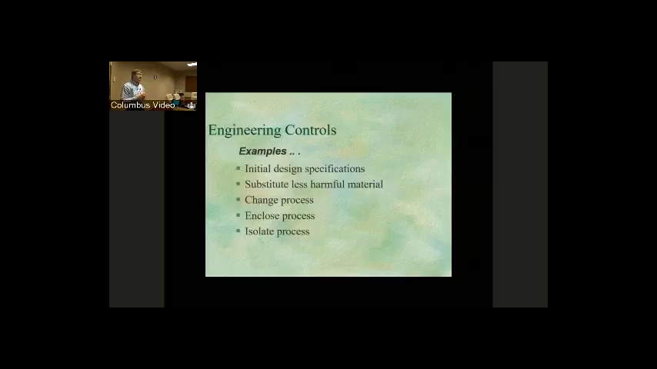Examples of this here is obviously initial design specifications when we're putting new products in or a new building. Substitute less harmful products, that's a big one right now, and that's happening all over the place. Companies across the board are replacing hazardous chemicals with less hazardous chemicals. Change a process if necessary, enclose it, isolate the process, some of the things I mentioned earlier.